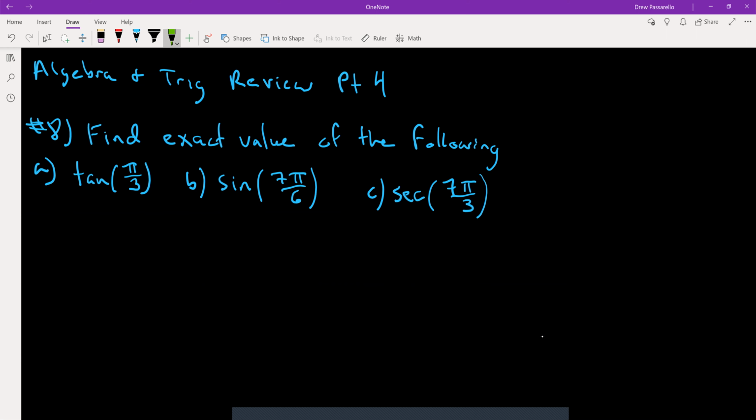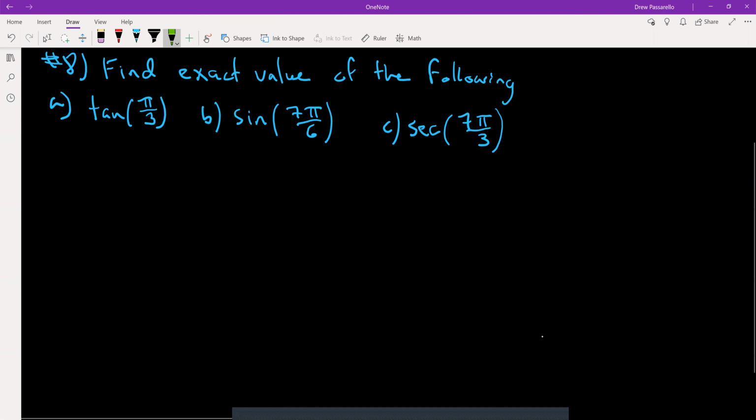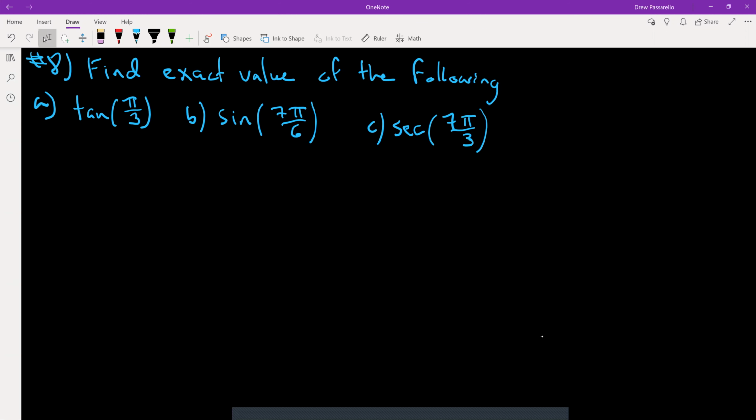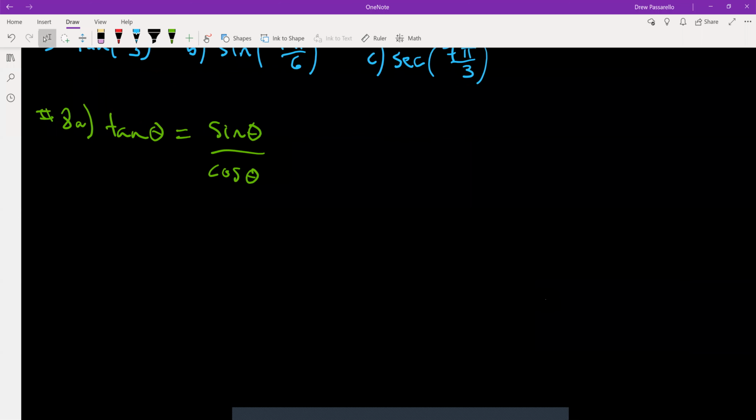You should already be familiar with the unit circle and the concepts of tangent, secant, sine, cosine, cotangent, and all that. So for part A, I know that tangent is sine over cosine, so tangent theta is sine over cosine theta. In this case, theta is pi over 3.